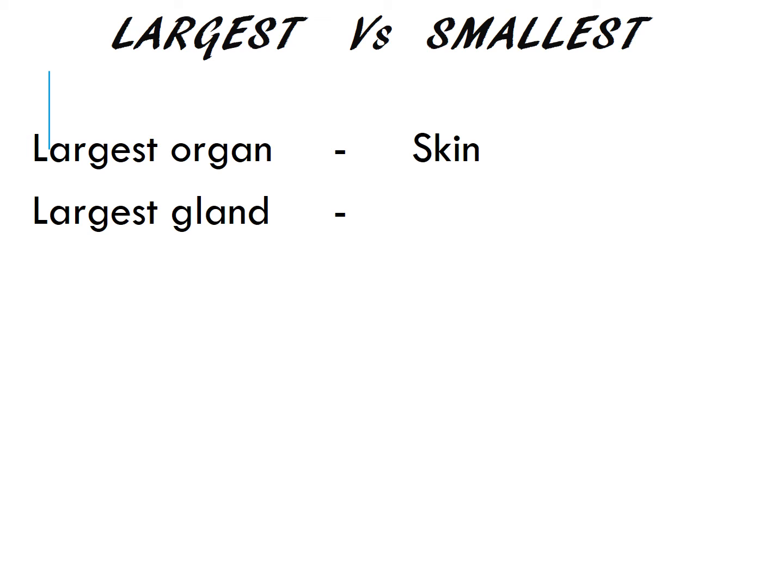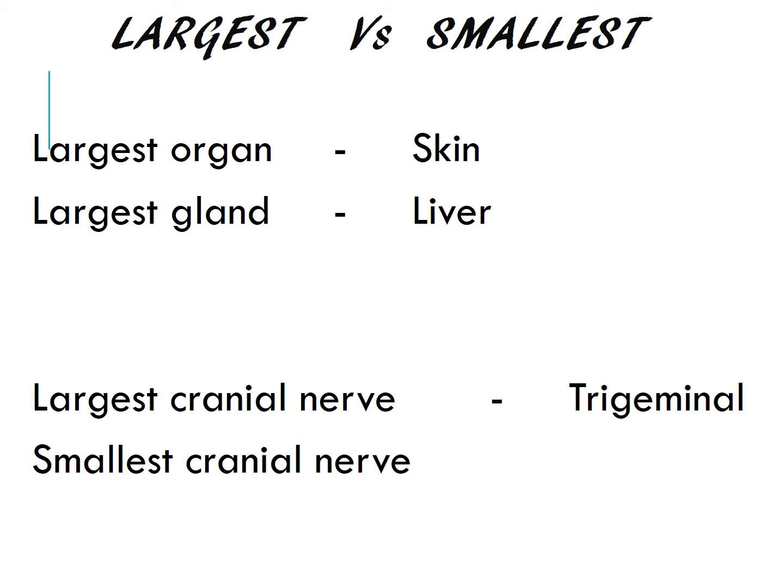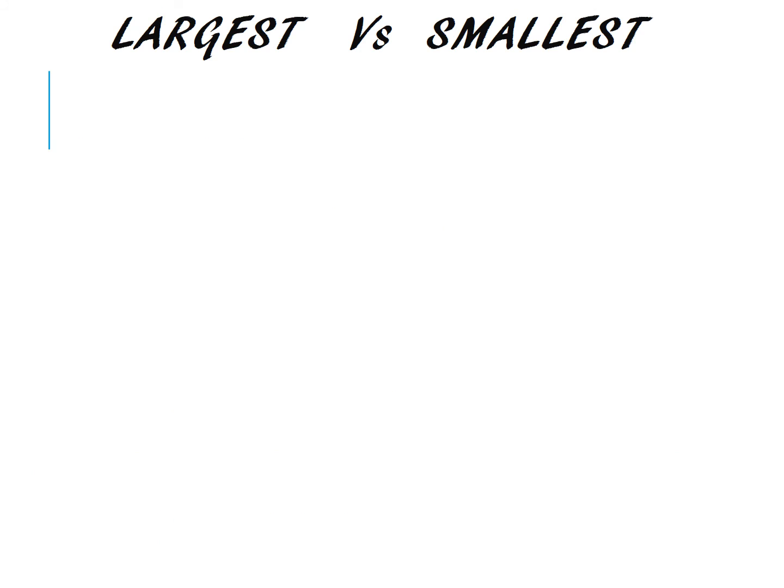The largest organ is skin and the largest gland is liver. Now the largest cranial nerve is trigeminal, the smallest cranial nerve is trochlear and the longest cranial nerve is vagus. So please remember, longest one is vagus, smallest one is trochlear, largest one is trigeminal.